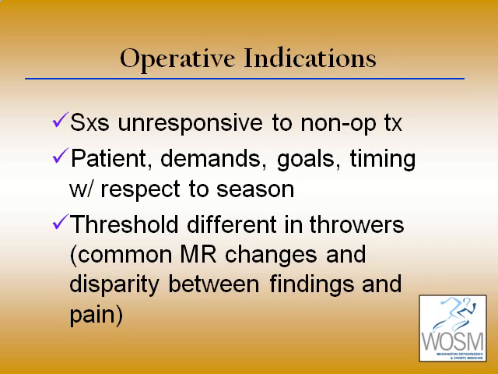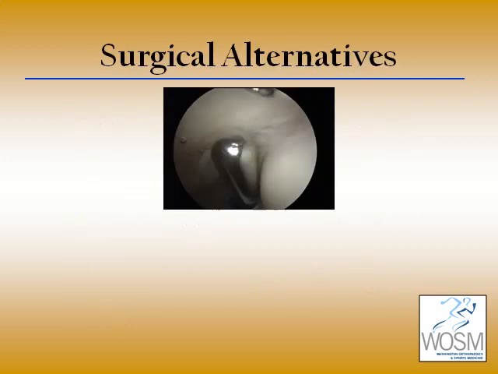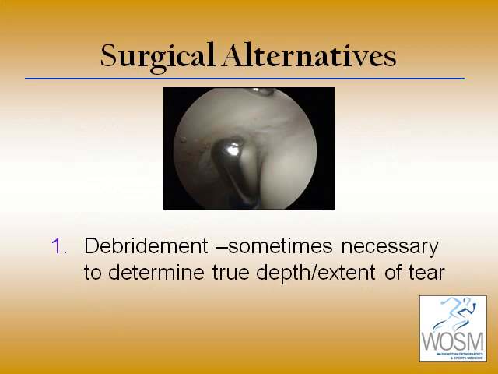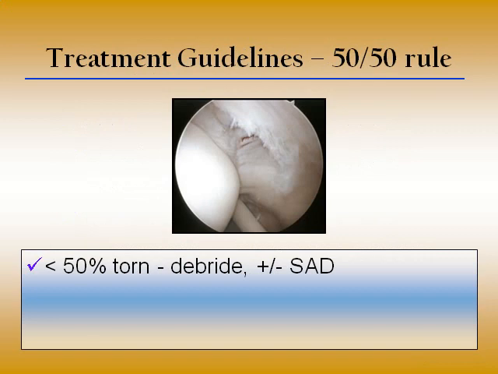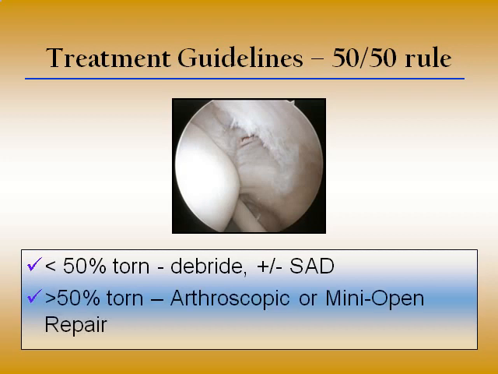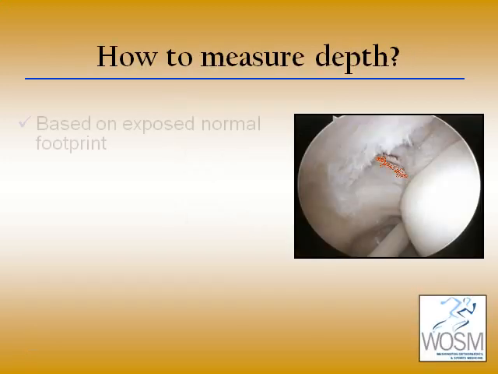Overhead throwing athletes commonly have MR changes, and there's a disparity between their findings and pain. Surgical alternatives include debridement, which is sometimes necessary to determine the true extent of the tear, or debridement followed by repair. Our guidelines in general are the 50-50 rule. If it's less than 50% torn, we generally will debride with or without a decompression of the subacromial space, and when the tear extent exceeds 50%, we think about an arthroscopic or mini-open repair.